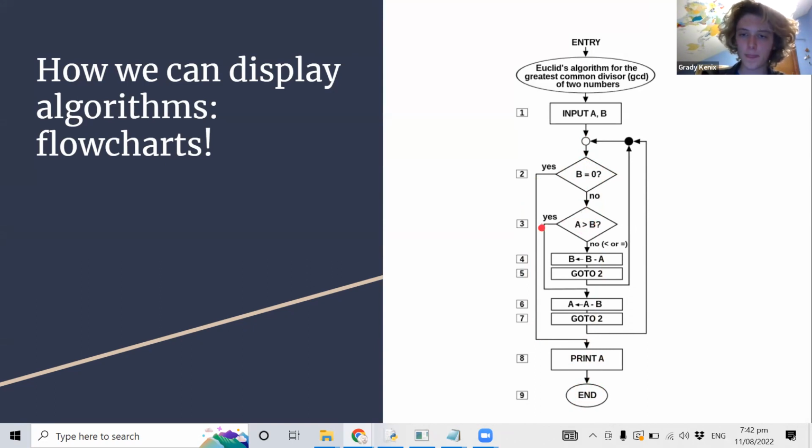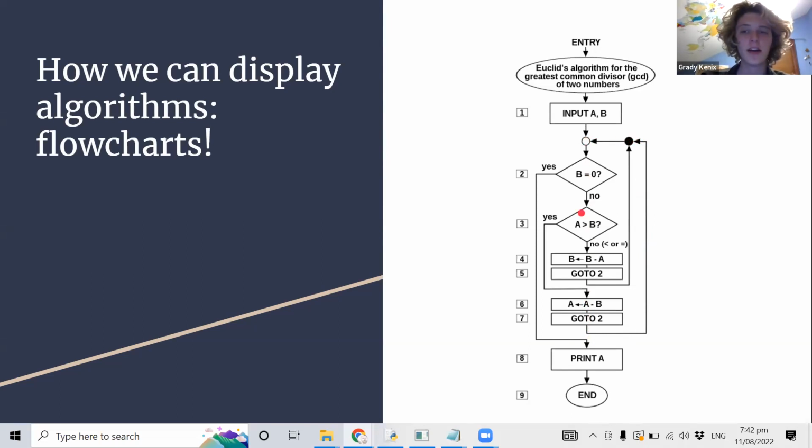Check if A is bigger than B. This is just to make sure that all the numbers stay positive, as we did before. We always used the bigger number and took away the smaller number, like 10 minus 8, instead of 8 minus 10. If A is less than or equal to B, you take A off of B. If it's bigger, you take B off of A. And then you go back up to this little black box and do it all over again.